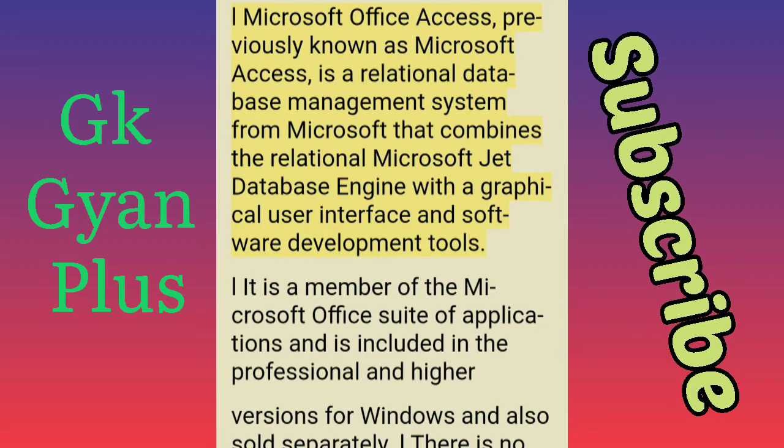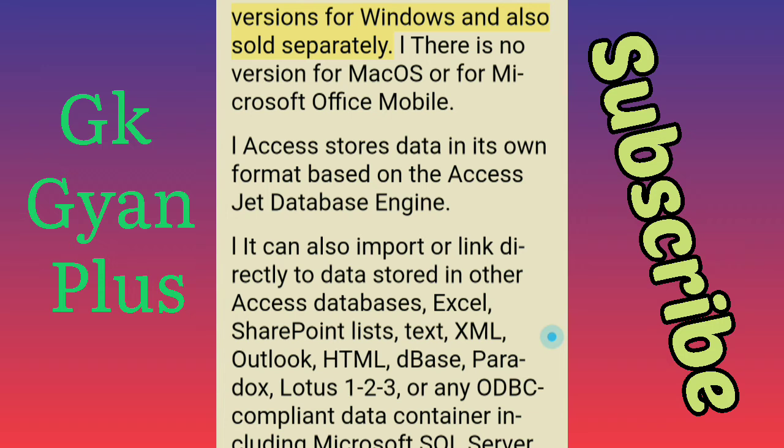Microsoft Office Access, previously known as Microsoft Access, is a relational database management system from Microsoft that combines the relational Microsoft Jet database engine with a graphical user interface and software development tools. It is a member of the Microsoft Office suite of applications and is included in the professional and higher versions for Windows and also sold separately. There is no version for macOS or for Microsoft Office Mobile.